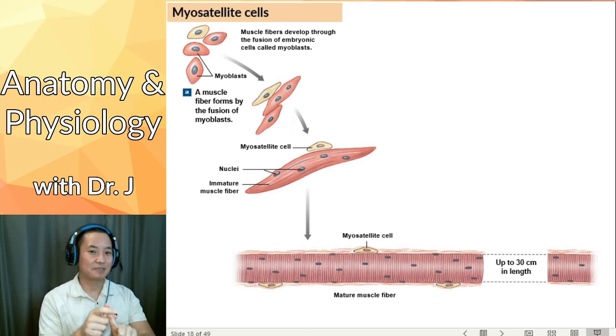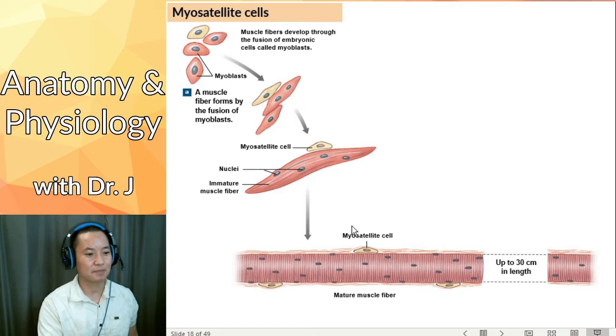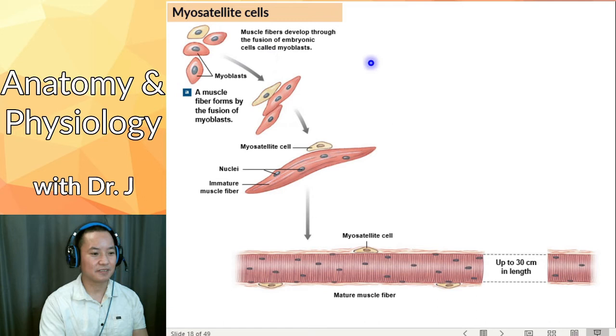One, they can regenerate and undergo mitosis to generate more myosatellite cells. And two, they can differentiate. They can become a more specialized version of other cells. So what we have here are myosatellite cells. Myosatellite cells can generate more myosatellite cells. But they can also differentiate into things called myoblasts. Now, when you have all these myoblasts and they fuse together, then you have these myoblasts forming a myocyte, aka muscle fiber.